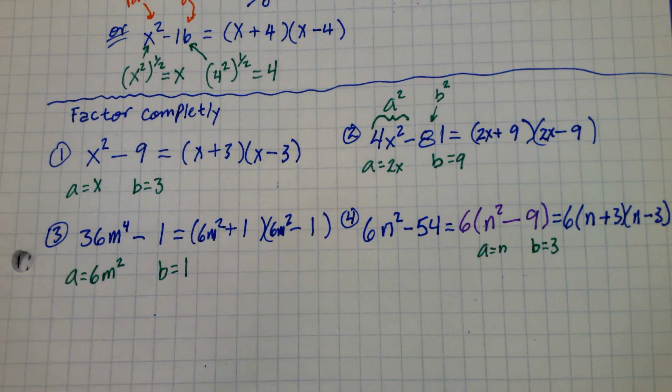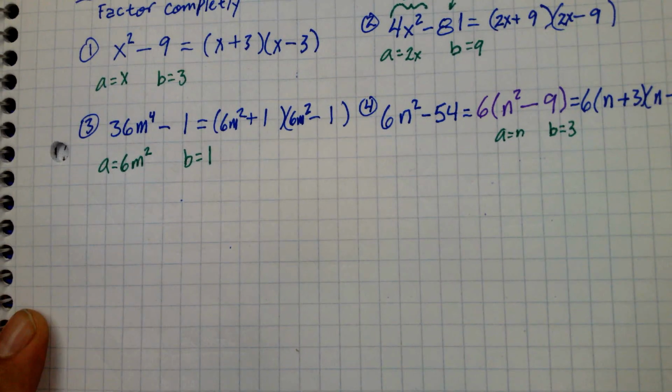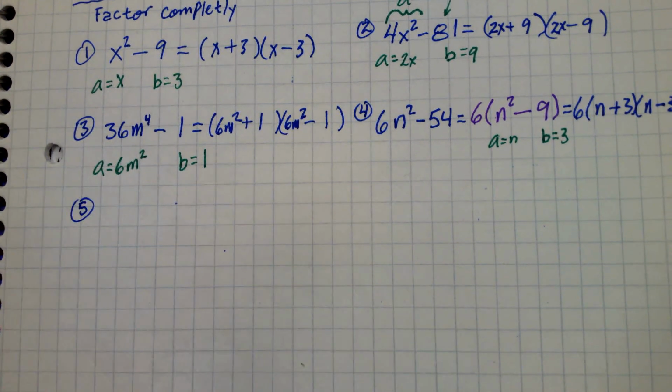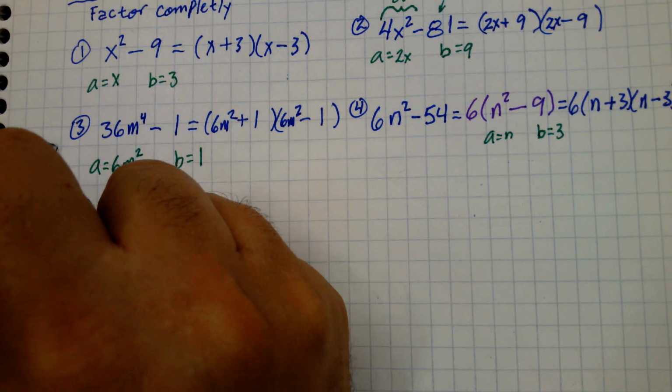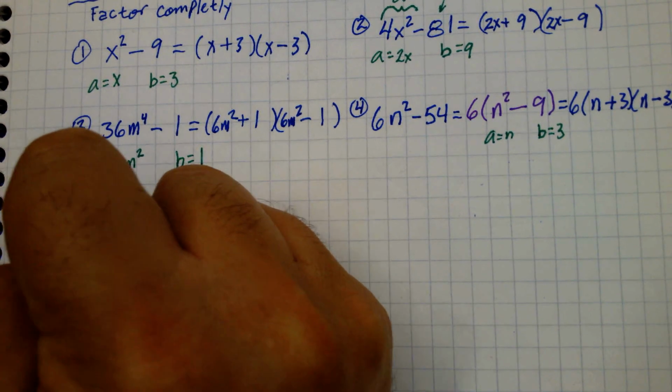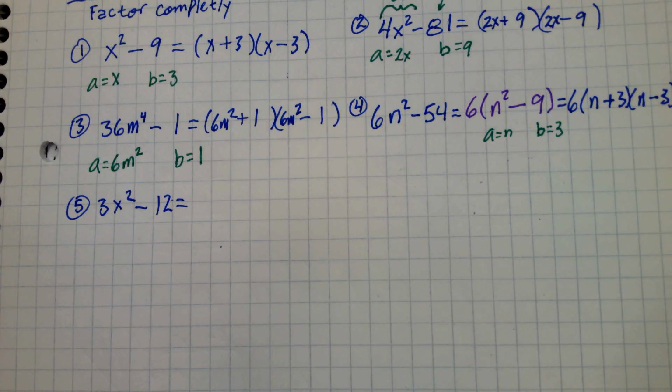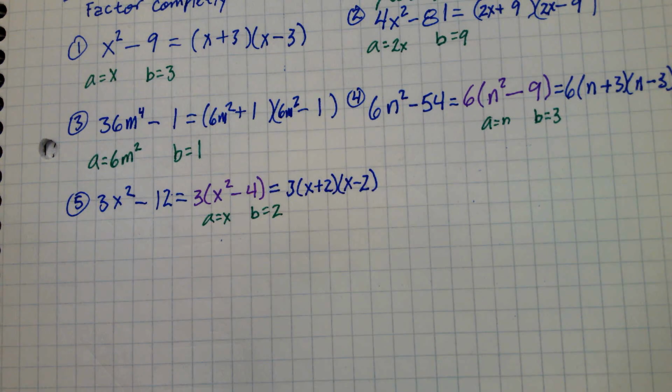So I want you to try that on your own for this next one. Number 5. 3x squared take away 12. 3x squared minus 12. Obviously 3 is not a perfect square, 12 is not a perfect square. Check and see what you can factor out. That's what I did there.